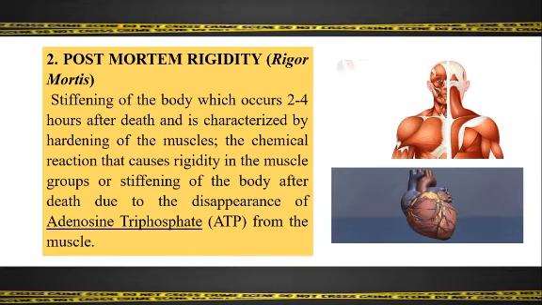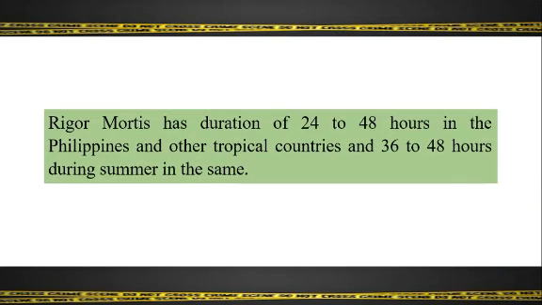Cold and freezing will delay the onset of rigor mortis as well as prolong its presence. It involves all muscles at the same time and at the same rate. It appears first in the smaller muscles such as the jaw and then gradually spreads to the upper and lower extremities. Again, rigor mortis has a duration of 24 to 48 hours in the Philippines and other tropical countries, and 36 to 48 hours during summer. Sa rigor mortis, pagka nasa tropical countries ka, 24 to 48 hours, while kapag summer, nasa 36 to 48 hours.